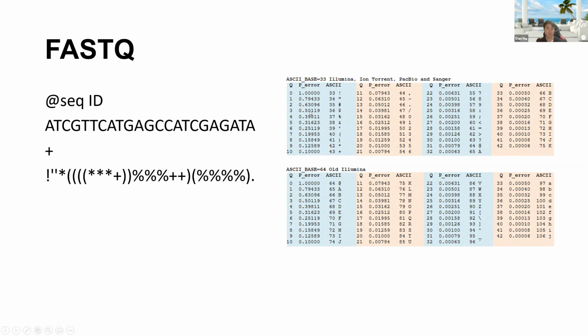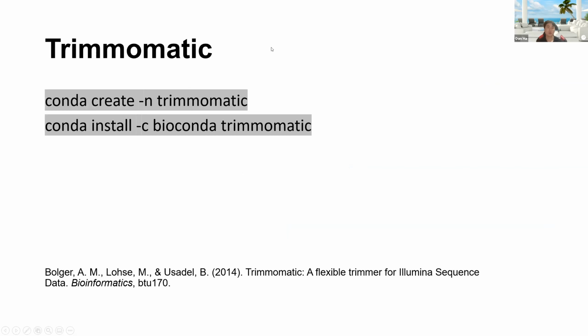But we can't really handpick all these quality values by ourselves, right? So there's obviously a program called Trimmomatic, which does the quality trimming of the raw data, and it also removes the adapters from Illumina sequence.